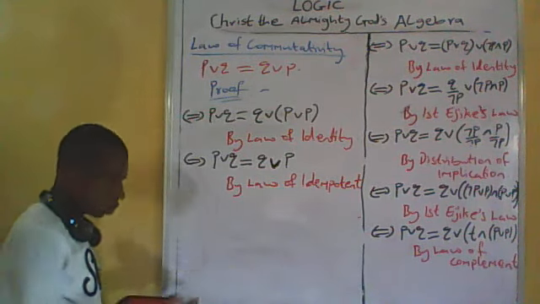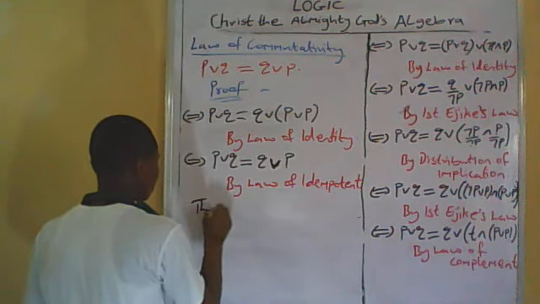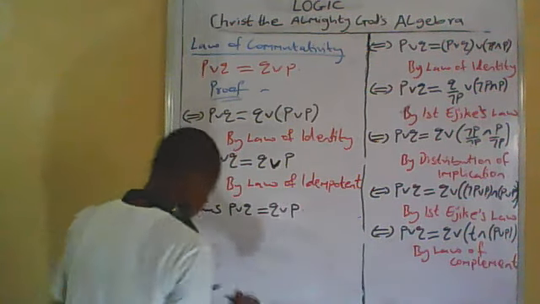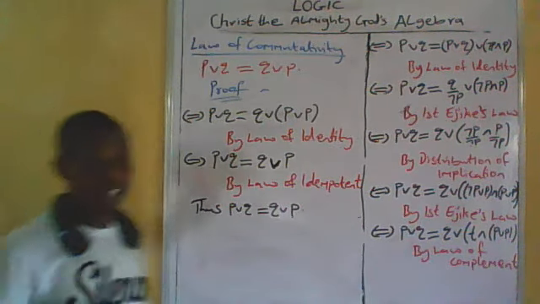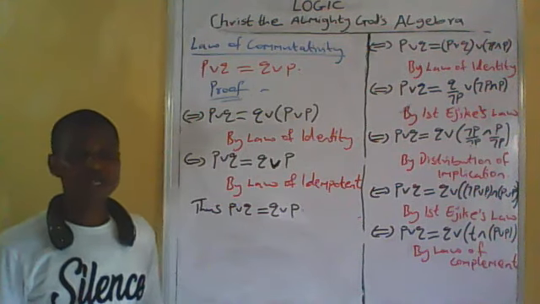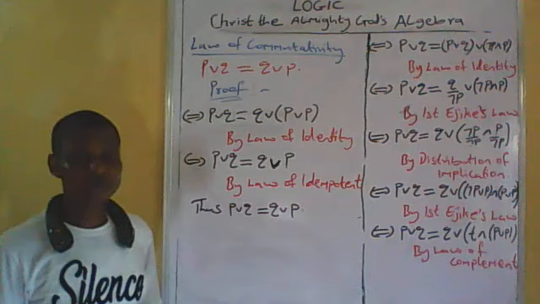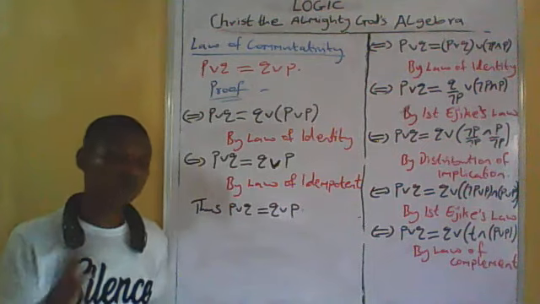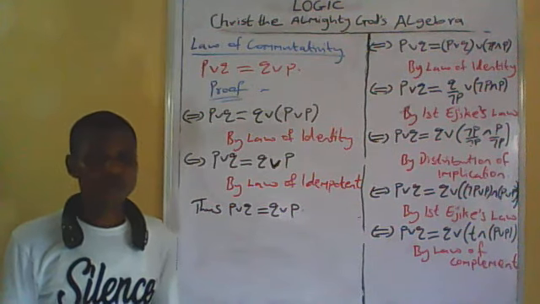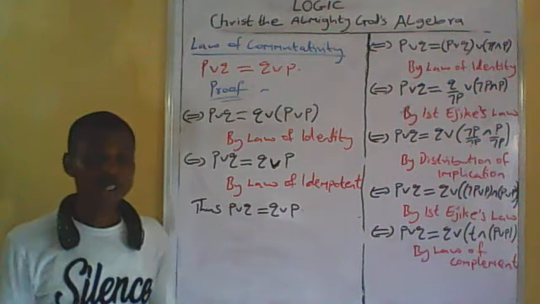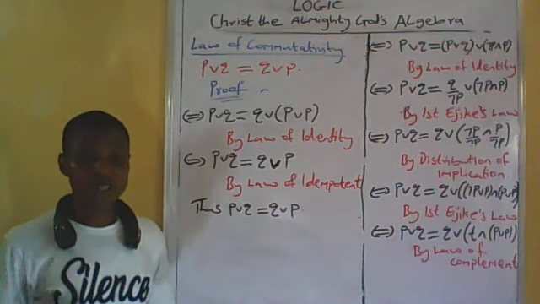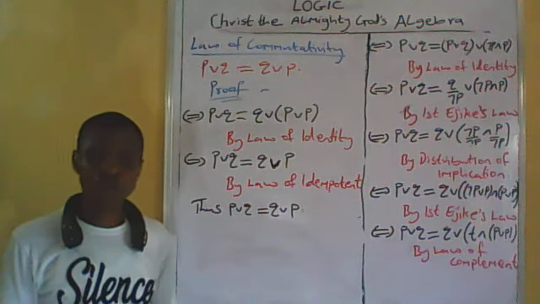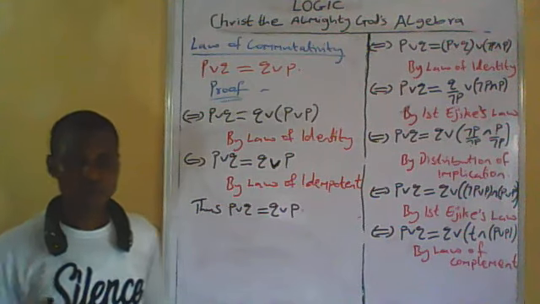We then conclude, thus, P or Q is equal to Q or P. We have not finished our proof since it is a law. Since it is a law, we are also going to prove the converse, that the other side is also equal to the other side. So, by the law of extensionality, we are going to establish that it is true that P or Q is equal to Q or P. So, we are going to prove the converse.